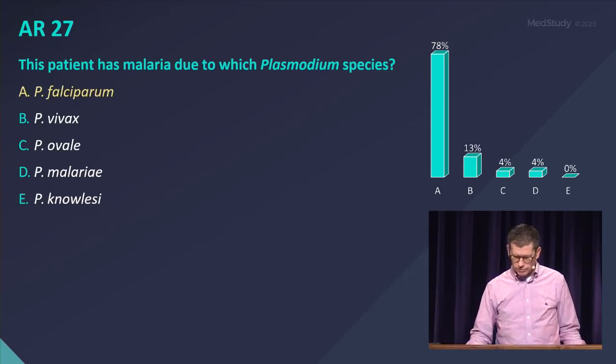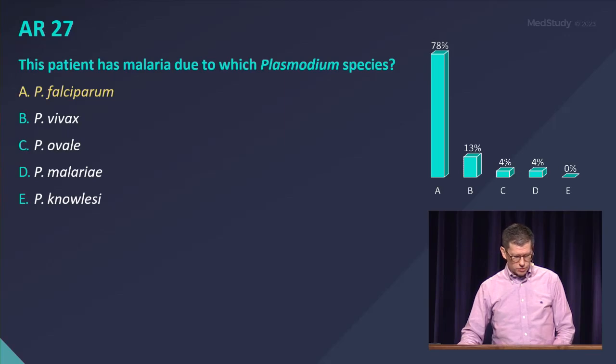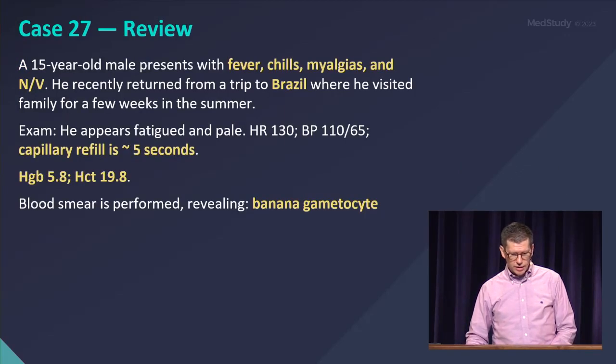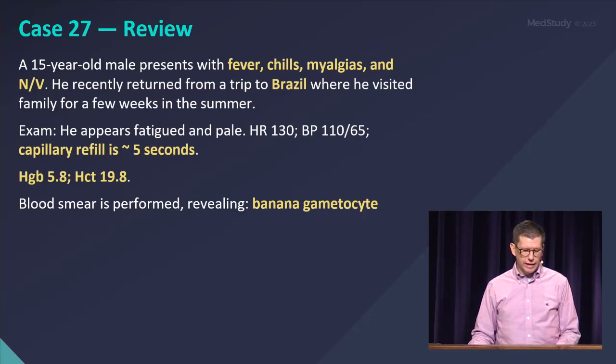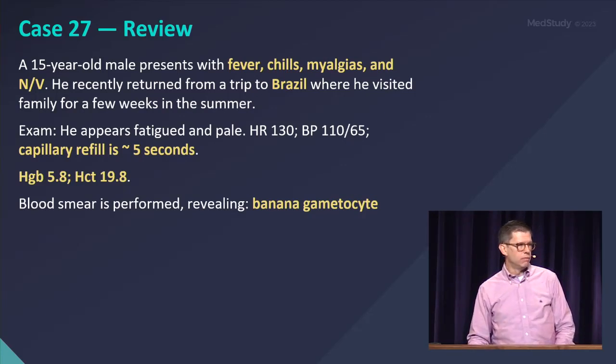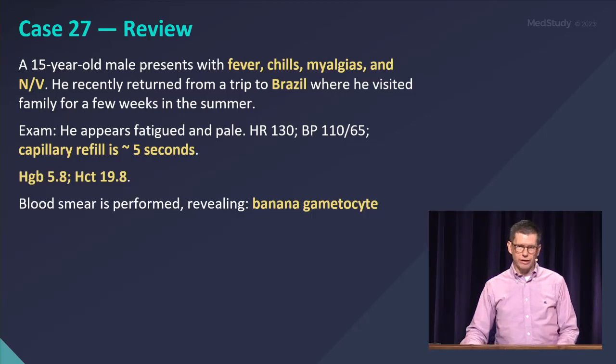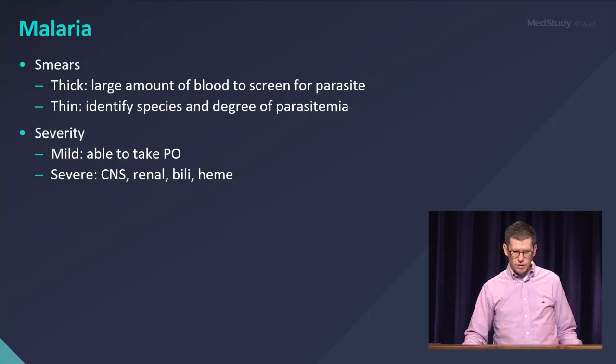All right, this is Falciparum. It's the most common, but also, right, he went to Brazil, with fever, chills, myalgias, the cap refill being pretty long, and the hemoglobin make it severe malaria, which we're more likely going to see with Falciparum. And then the banana gametocyte that you saw is going to be Falciparum.